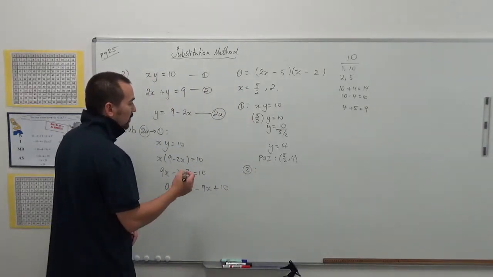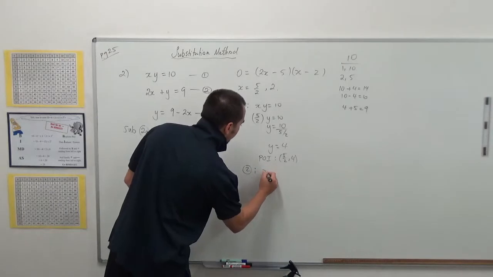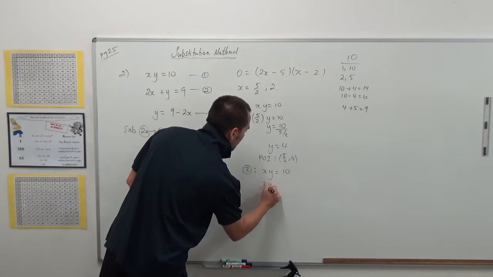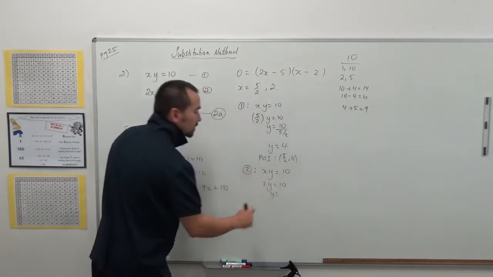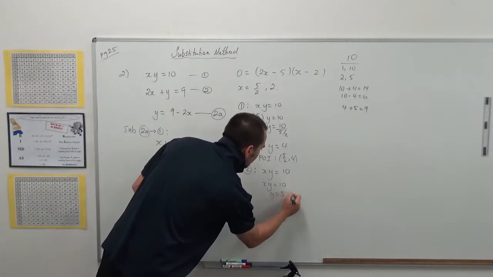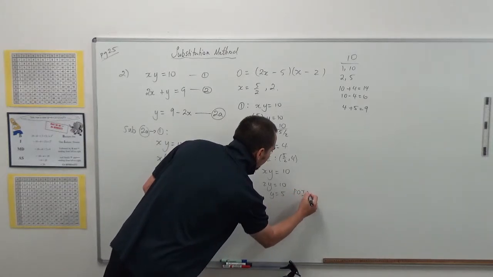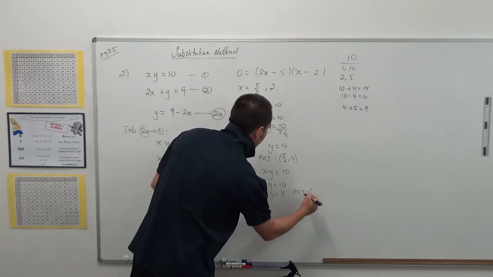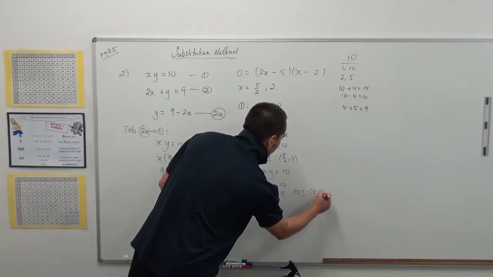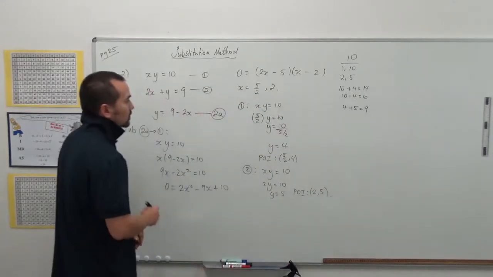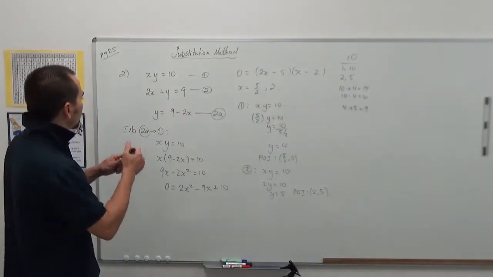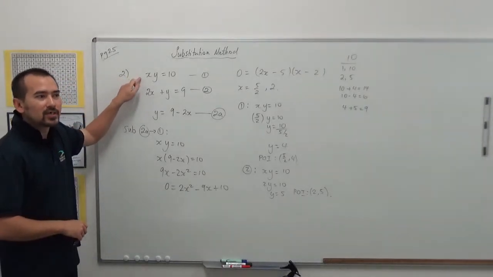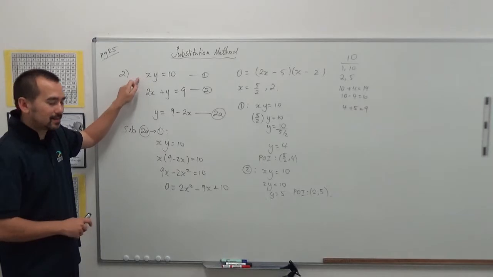Righto, Steele, you get to do this one. Plug in the second value for x. What is it? 2. 2 times y is equal to 10, so that means y is equal to 5. What's the point of intersection? 2, 5.